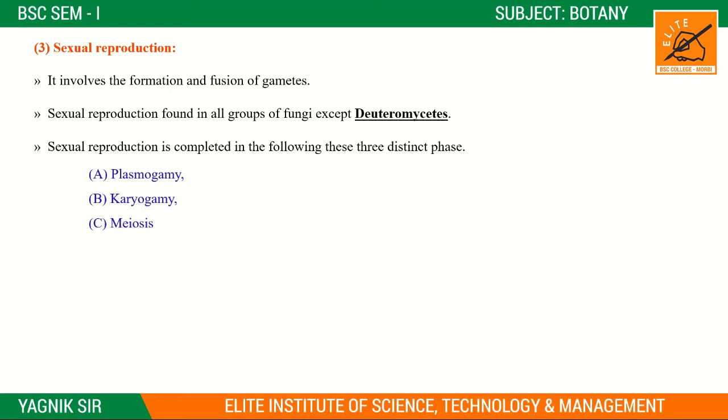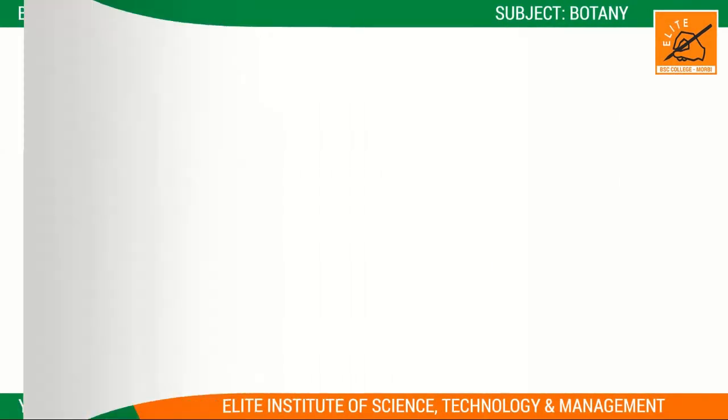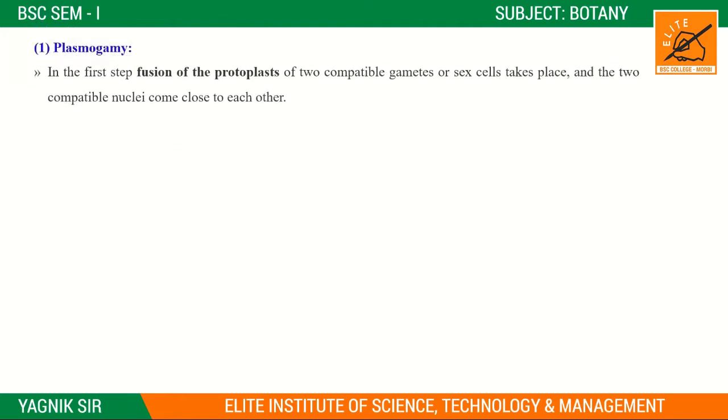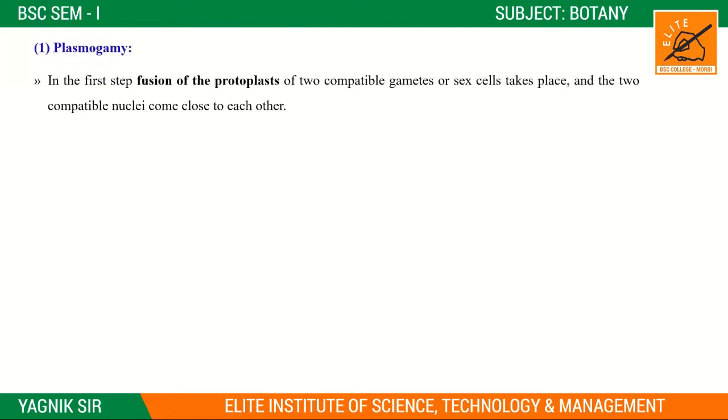So these three steps pass one after another. One by one we can see them in detail. So what is plasmogamy? The first step is the fusion of the protoplasts, right? Here two compatible gametes, that means sex cells, male and female cell structures, right? These two gametes fuse their protoplasts, and the two compatible nuclei come close to each other.